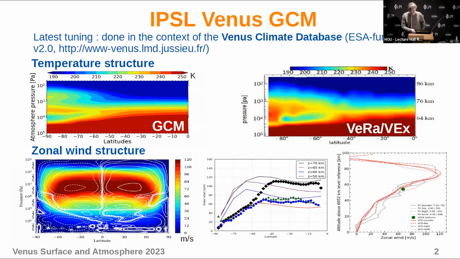And for the zonal wind structure, I would insist on the fact that you can see on the middle panel that the GCM is still and always having the jets closer to the pole than in the observations. But otherwise, the vertical profiles of the wind field are quite nicely reproduced. On the left, you can also see the mean meridional circulation in the white contours.